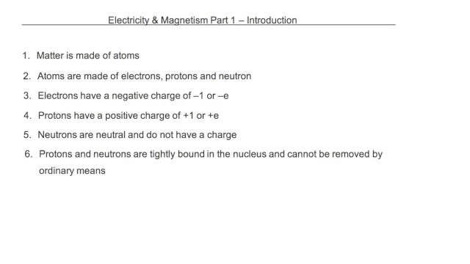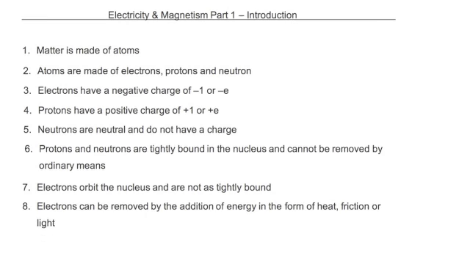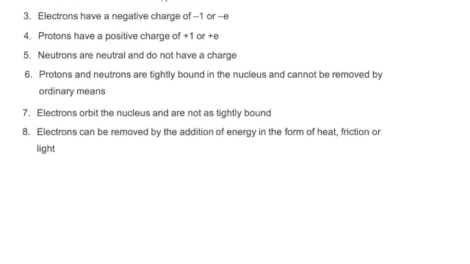Number six, protons and neutrons are tightly bound in the nucleus and cannot be removed by ordinary means. That means they're there to stay. Number seven, electrons orbit the nucleus and are not as tightly bound. Number eight, electrons can be removed by the addition of energy in the form of heat, friction, or light. When we say removed, we mean removed from the atom.